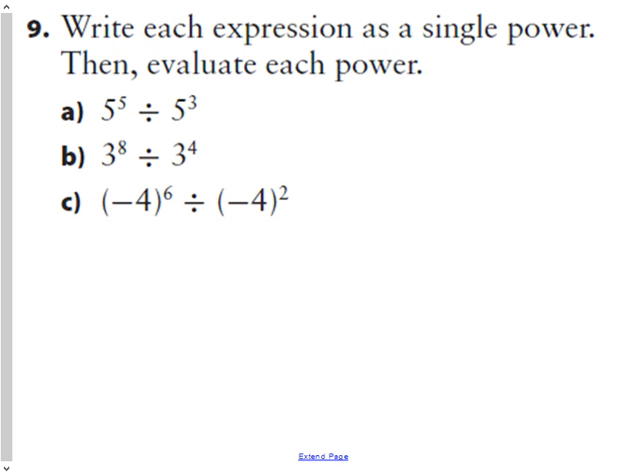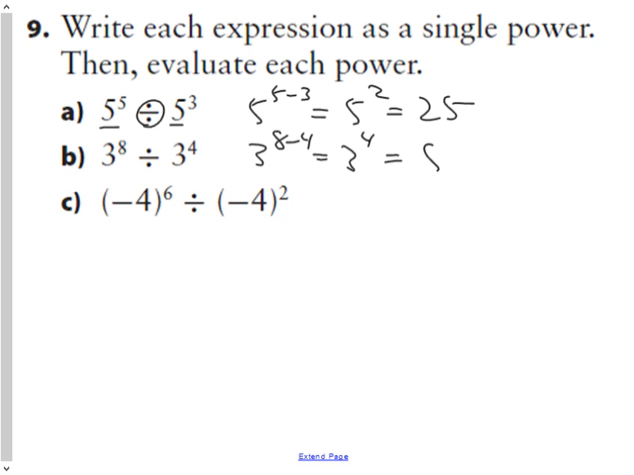Question 9, write each expression as a single power, then evaluate. Because I'm dividing like bases, they both have the same base, keep the base, subtract your exponents, which will be 5 squared, which in standard form is 25. Next one, subtract your exponents, get 3 to the 4. 3 to the 4 in standard form is 81. And the last one, keep your base. Remember, if it's defined with brackets, it is the base. Subtract your exponents. You get negative 4 in brackets to the exponent of 4, which is 16 times 16, which is 256.